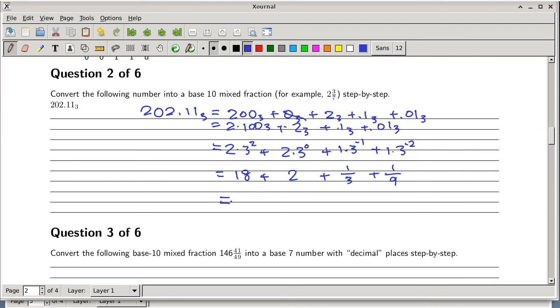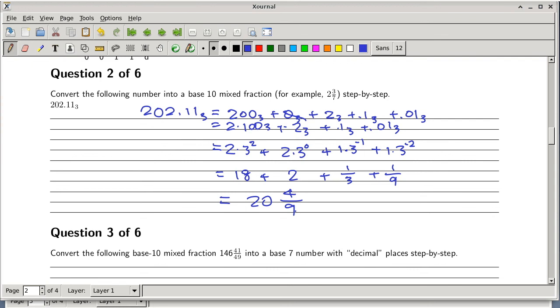Yes? Can we use calculators in the test? You can use calculators. So if your calculator supports fractions, yes, you can definitely use that too. The question is not so much about can you carry out fraction calculations. It is about can you relate these digits into the portions, into which digit is specifying the quantity of which power of the base. That is what it's really asking. So now we have 20 and 4/9. So that would be the final answer.